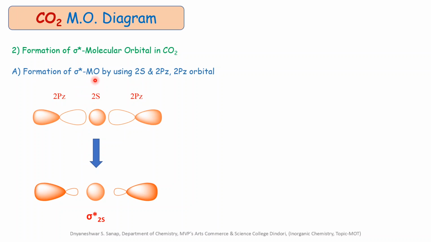In formation of sigma star molecular orbital, the wave functions of both atomic orbitals are different from each other, and that's why there is no overlap, and it results in formation of antibonding molecular orbital. Similarly, the formation of sigma star or antibonding molecular orbital by using the 2pz atomic orbital of carbon and 2pz atomic orbitals of both oxygen atoms.